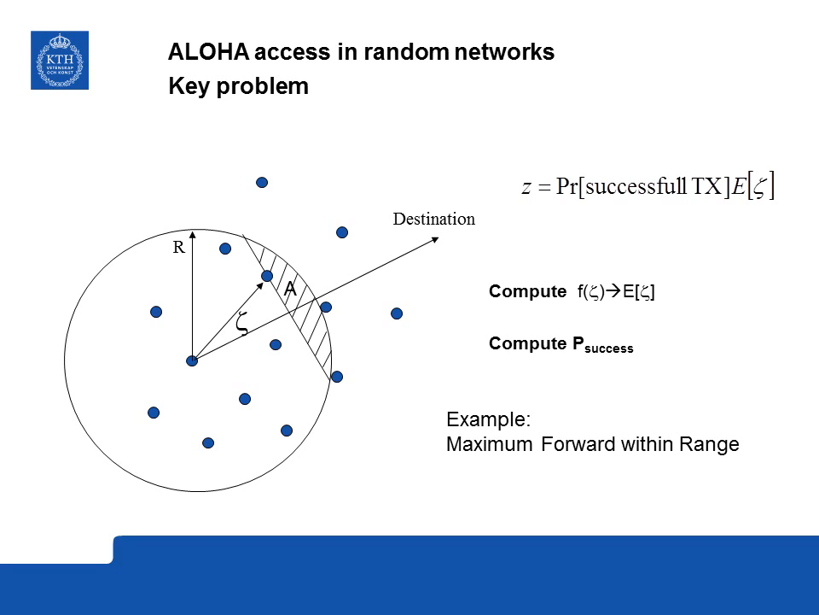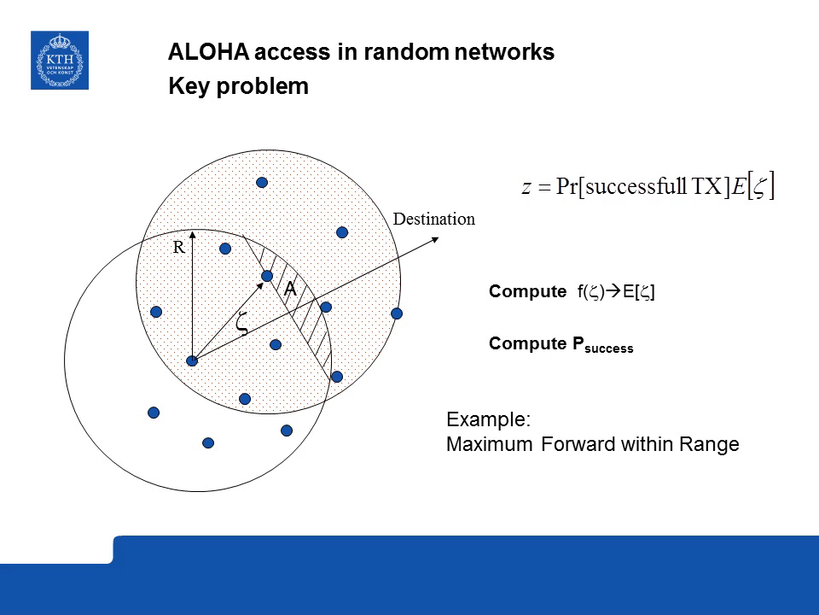So then it remains to compute the success probability, and using the interference radius algorithm, we can say that if there is no transmission in the dotted area here, we have a successful transmission. So we can use the Poisson probability to determine the probability of no other transmission in this area. And by this we can compute the expected forward progress, zeta.